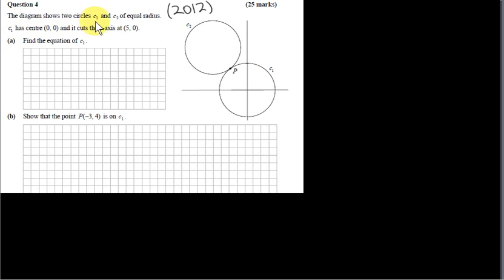The diagram shows two circles, C1 and C2, of equal radius. C1 has center 0, 0, and it cuts the x-axis at 5, 0. Find the equation of C1.